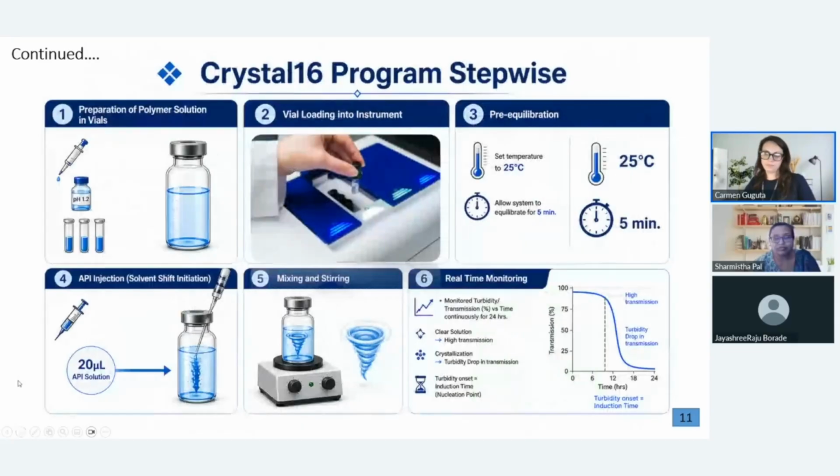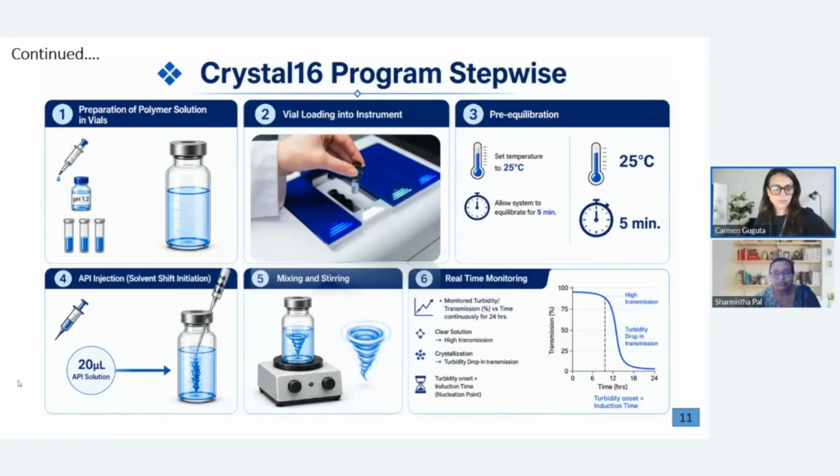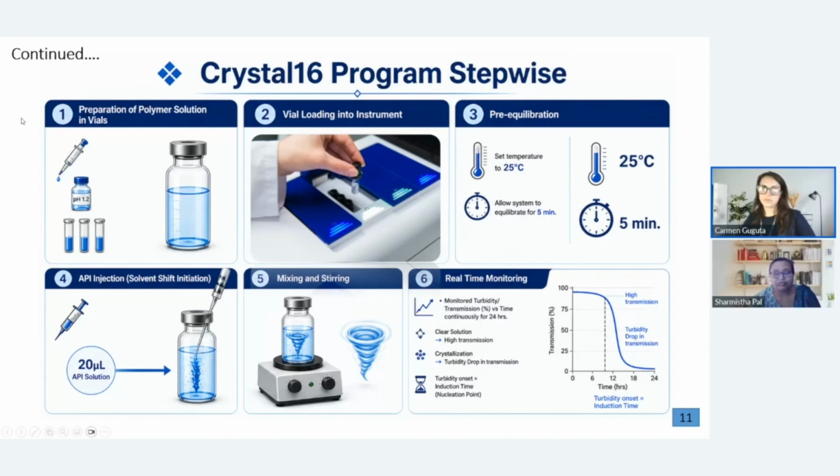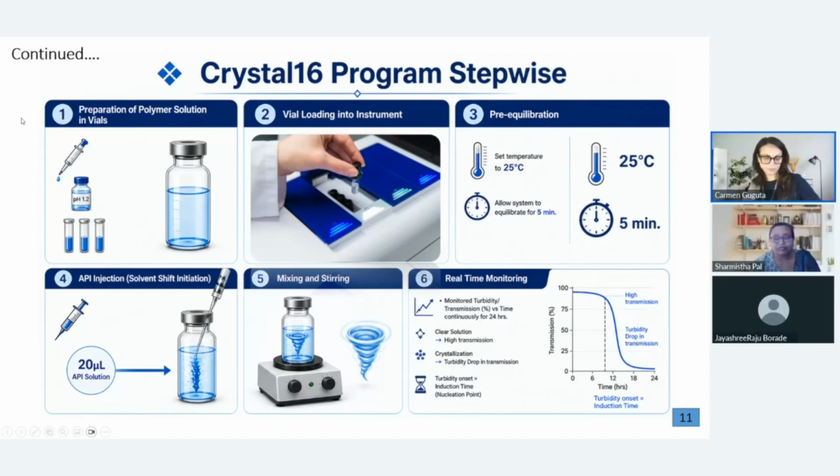Going forward, this slide shows the stepwise workflow of the Crystal16 program used to evaluate the nucleation behavior and determination of induction time. We started with step 1, preparation of polymer solution in vials, where polymer stock solution is added, followed by pH 1.2 chloride buffer to maintain a fixed total volume, which was 0.9 ml, and each vial represents a different API to polymer ratio.